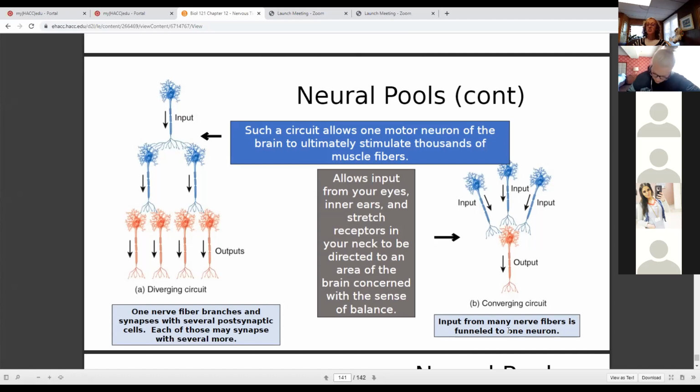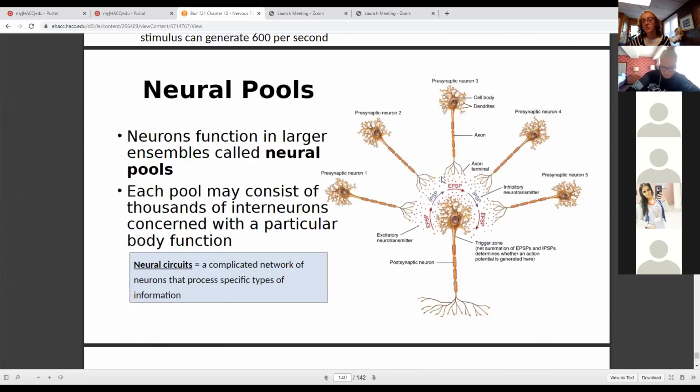A converging circuit is where the input from many fibers is funneled to one neuron. This would be an example of a converging circuit. Multiple presynaptic neurons converging onto one postsynaptic neuron.